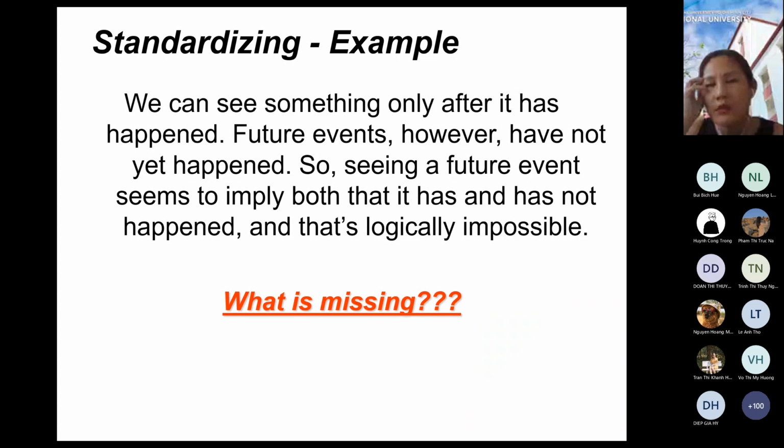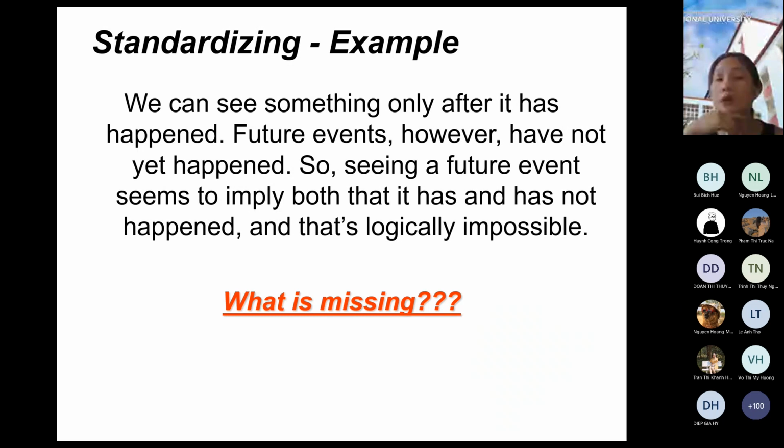We have actually 3 statements here. The first statement is quite clear, nothing to fix. We can see something only after it has happened. And the second statement is still okay. Future events, however, have not yet happened. And then the third one is actually what caused the problem, isn't it?